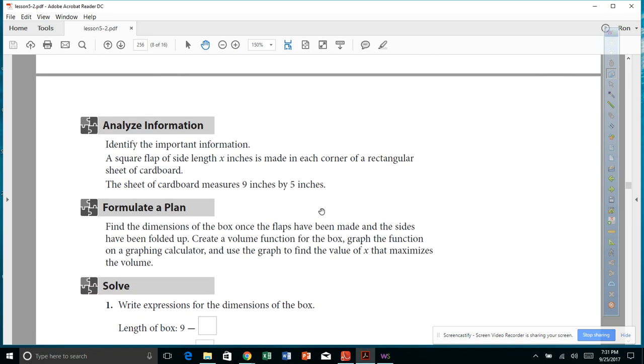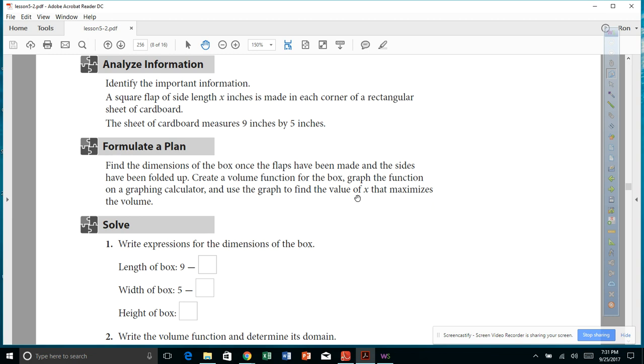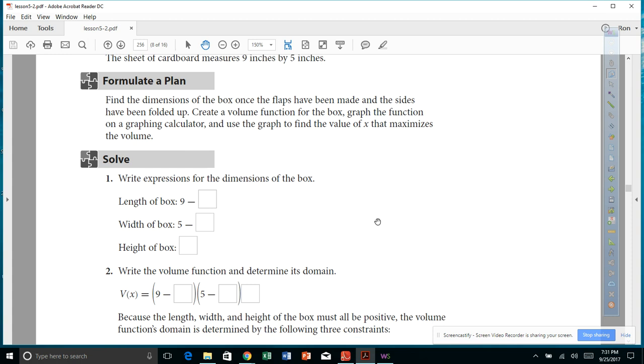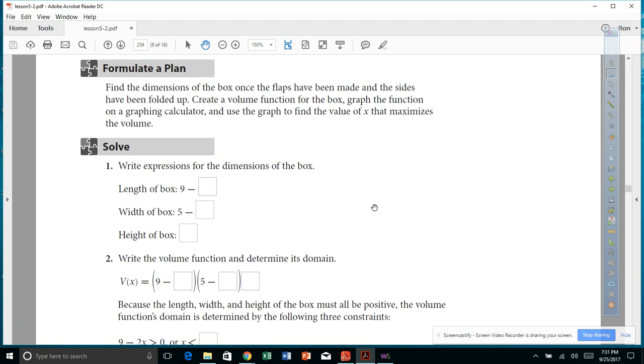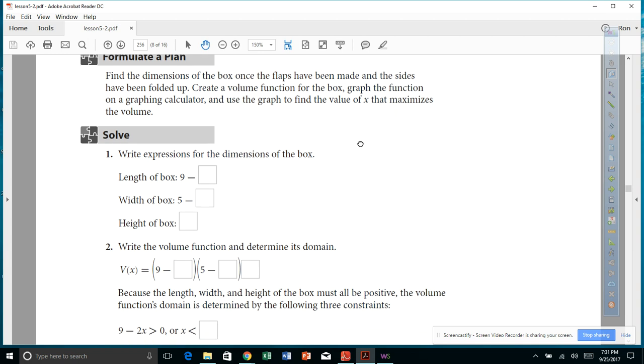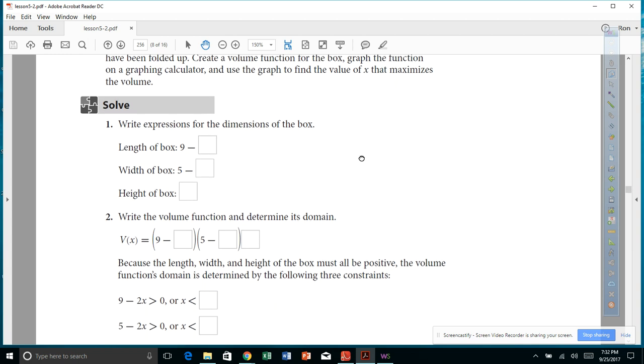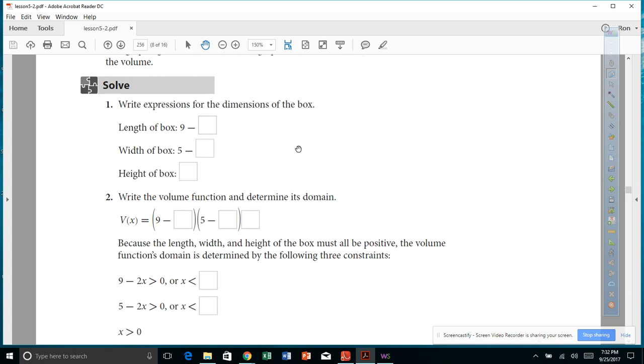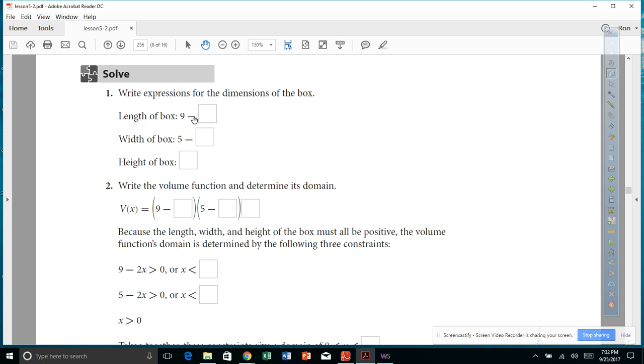All right, analyze information. We want to identify the important information. A square flap of side length x is made in each corner of a rectangular sheet of cardboard. The sheet of cardboard measures 9 inches by 5 inches. Find the dimensions of the box once the flaps have been made and the sides have been folded up. Create a volume function for the box. Graph the function on a graphing calculator and use the graph to find the value of x that maximizes the volume. Okay, so we're going to write expressions for the dimensions of the box.